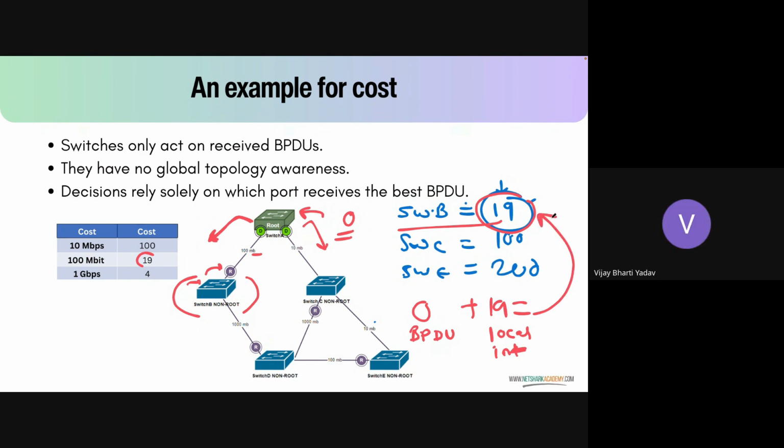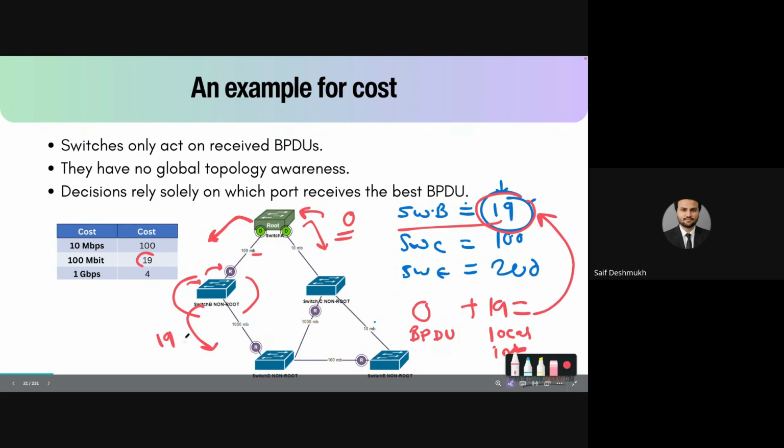Correct. And then it will share downwards that its cost to reach the root is 19. So switch B sends the BPDU and says the root is 19 away from me. Switch D receives it, and somebody else is also sending to it. From the perspective of switch D only, we consider this example.